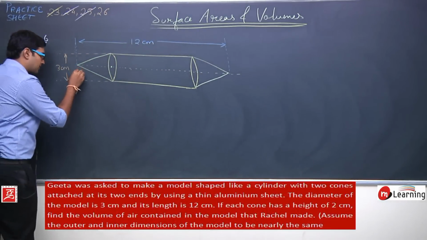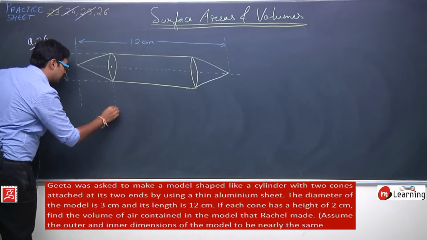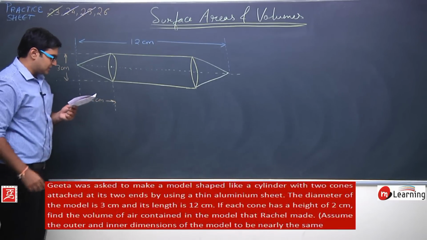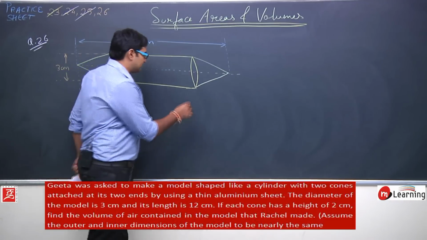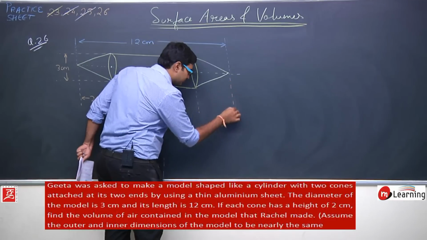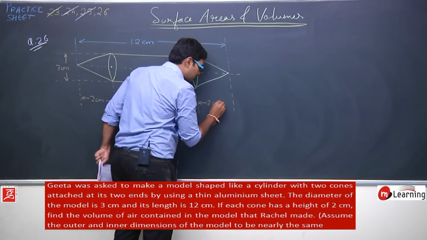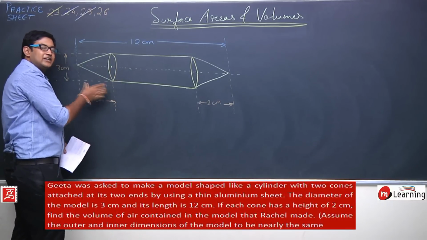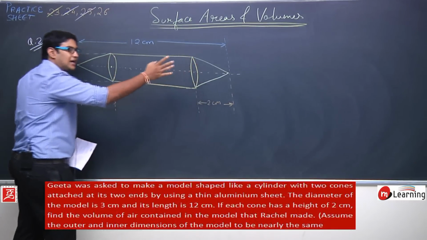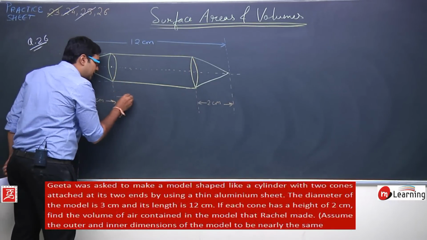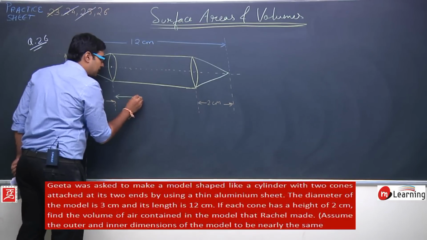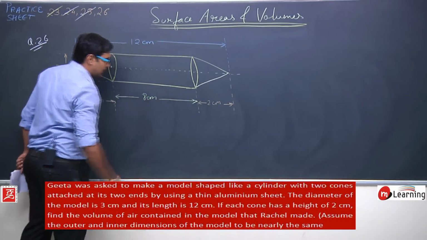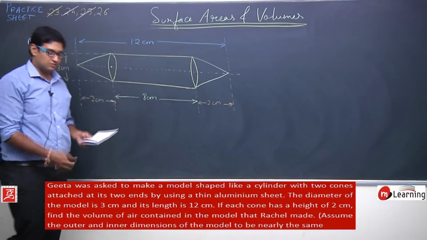Then the height of the cones are also given. The height of the two cones is 2 centimeters each. Okay. It says height of each cone is 2 centimeters. So height of this cone is also 2 centimeters. So if total length is 12 centimeters, 2 centimeters is deducted from this end and 2 centimeters is deducted from that end. So the height or the length of this cylinder will be 12 minus 2 minus 2, that is 8 centimeters. Okay. This is what we can deduce from the figure.